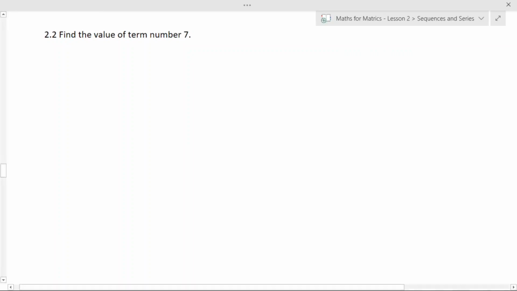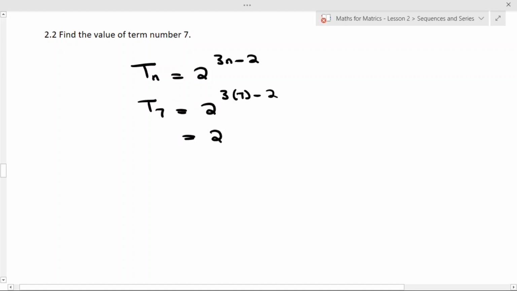(2.2) Find the value of term number 7. Now that we have the general term of the sequence, we can easily find the value of term number 7. Our general term is Tn is equal to 2 to the power of 3n minus 2. Term number 7 is equal to 2 to the power of 3 times 7 minus 2. 3 times 7 is 21. And 21 minus 2 is 19.